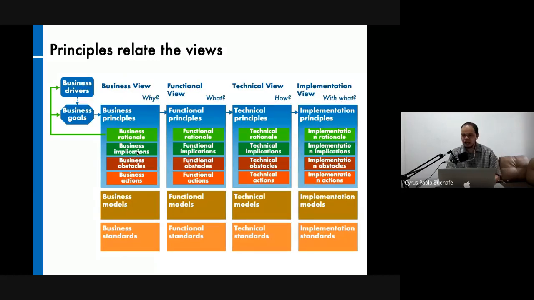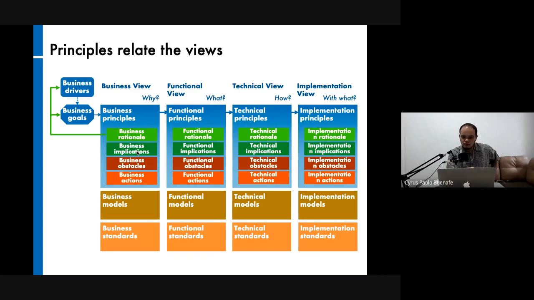And principles relate the views. So if you've noticed, your business drivers and your business goals, if you can see it at your left side, they fuel your business principles. They give you ideas, they give you material in order to craft your business principles. And also, based on your business principles, with the business drivers and business goals, this would help populate your other attributes such as rationale, implications, obstacles, and actions. It's supposed to expand your idea of principles.